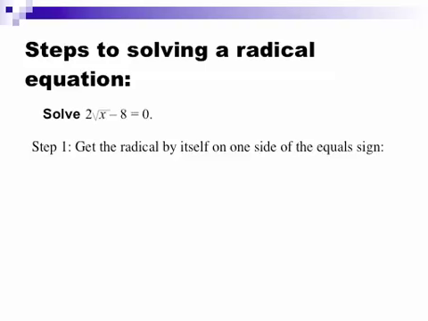Here are the steps to solving an equation that has a radical symbol in it. Step 1 is to get the radical portion all by itself on one side of the equal sign. So if you look at the equation above, the first thing we're going to need to do is to add 8 to both sides.